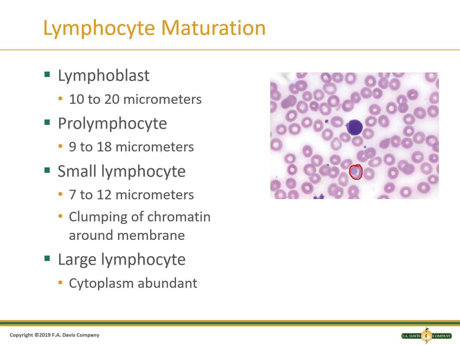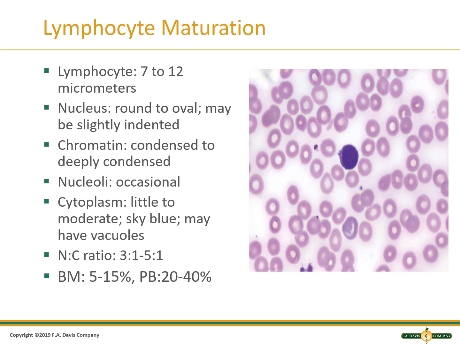It's going to have a lot of clumping in the chromatin. It's very condensed, looking very dark. A larger lymphocyte is going to have more apparent cytoplasm, and we'll get to that on the next slide. Actually, on this next slide we're going to go over in a little more detail the smaller-looking lymphocyte.